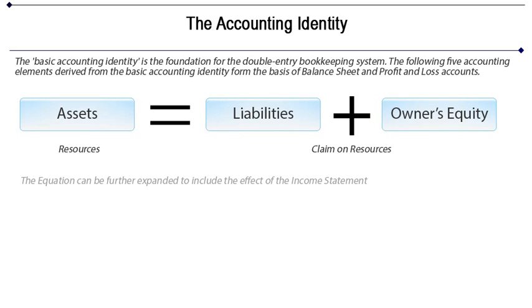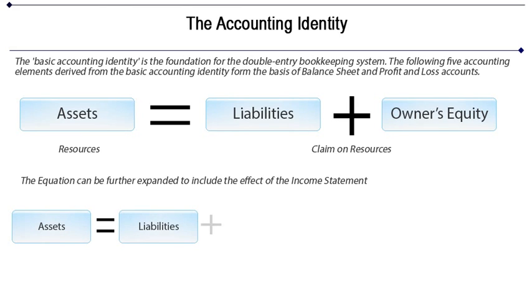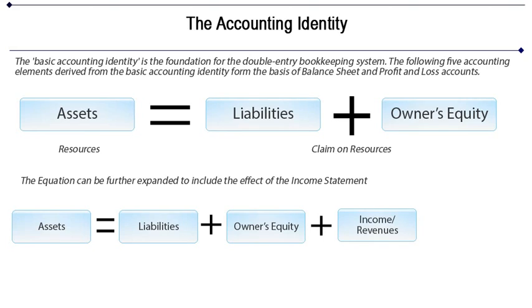The extended equation includes the effect of profit and loss account. Hence, asset equals liabilities plus owner's equity plus income, that's the revenues generated, minus expenses, that's the cost, and dividend. Now we will discuss each of these 5 elements in detail.